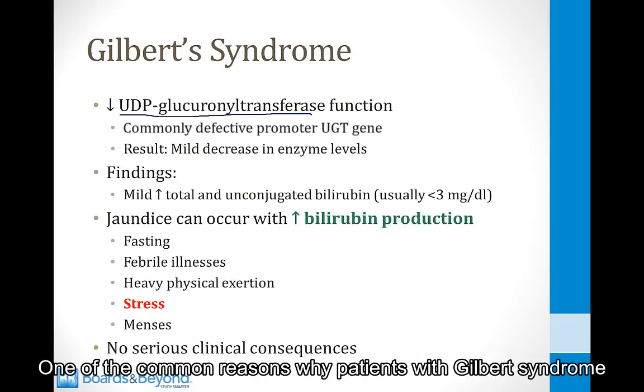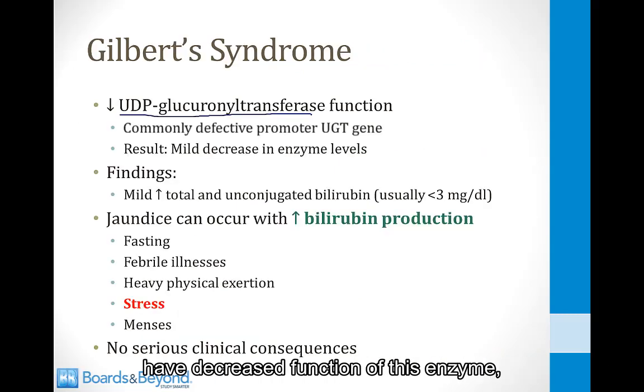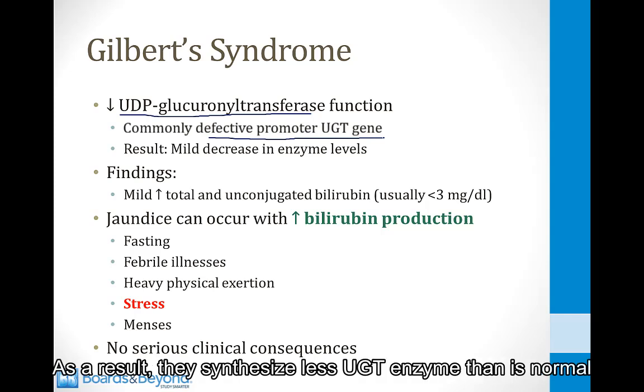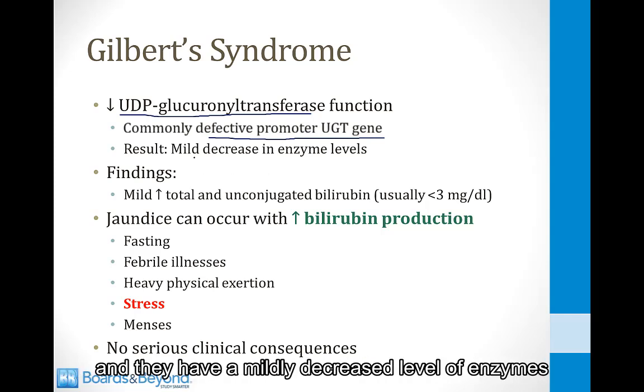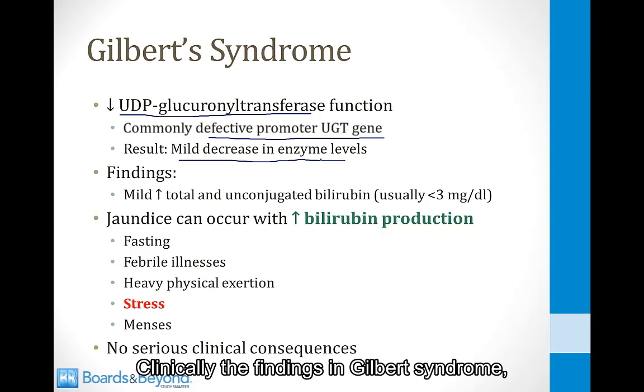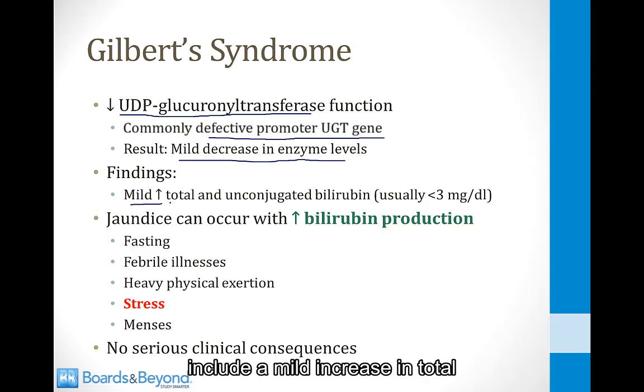One of the common reasons why patients with Gilbert syndrome have decreased function of this enzyme is because they have a defective promoter of the UGT gene. As a result, they synthesize less UGT enzyme than is normal, and they have a mildly decreased level of enzyme inside of their hepatocytes. Clinically, the findings in Gilbert syndrome include a mild increase in total and unconjugated bilirubin levels.